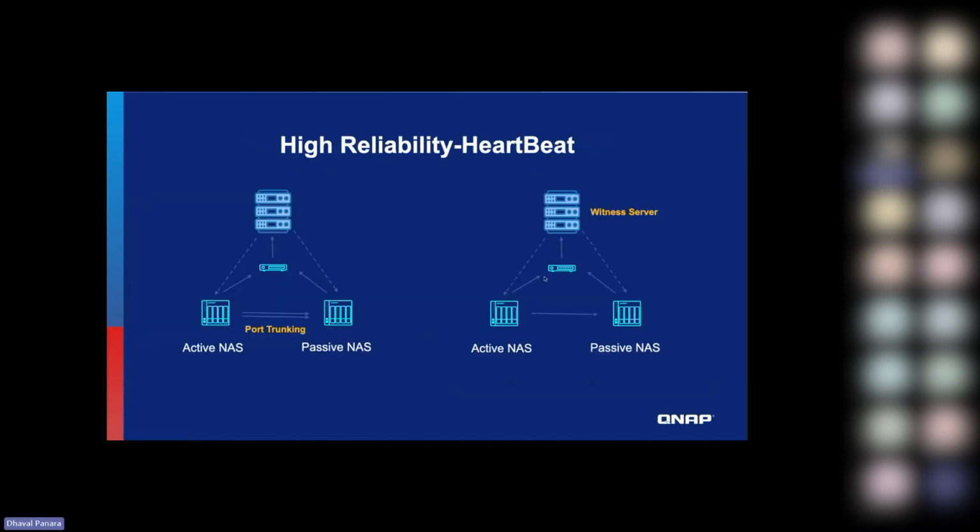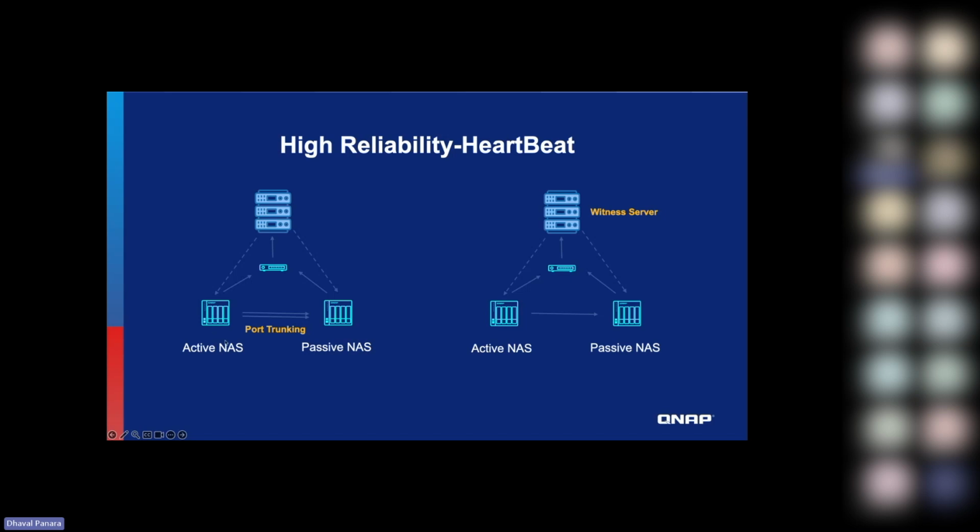High reliability with the heartbeat connection. The way this works is that you have two NASs. They are directly connected to each other, and you can also set up port trunking as well. It's not a requirement, but you can set it up. So in a normal scenario, all your data is copied to the active NAS, and the active NAS then does a snap sync in the background to the passive NAS.